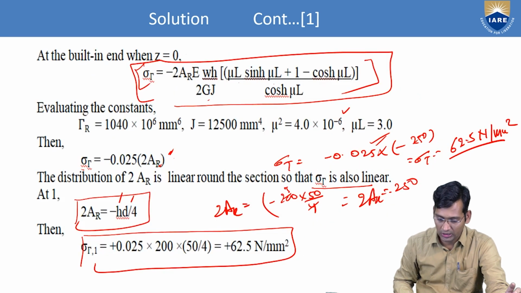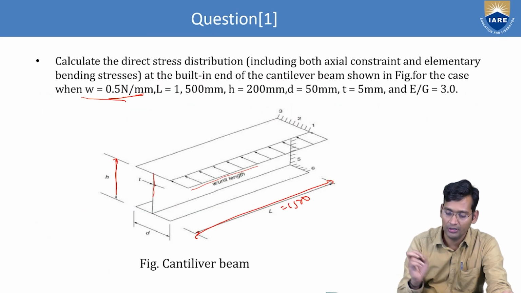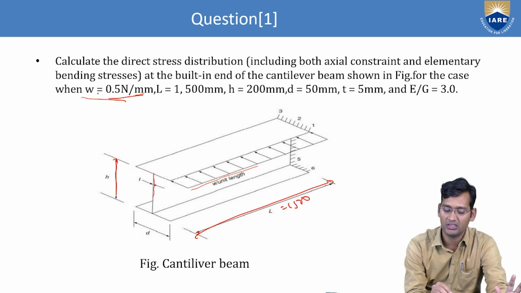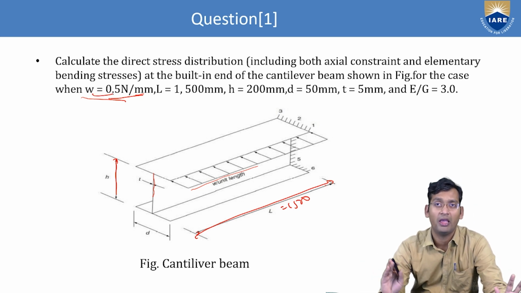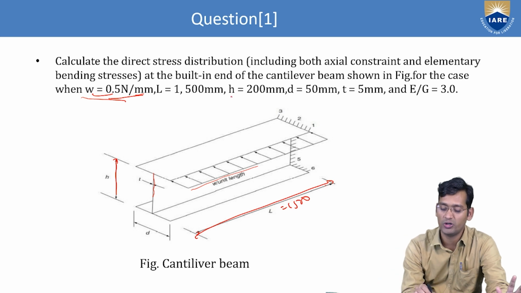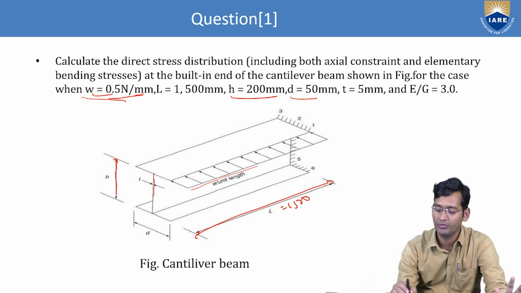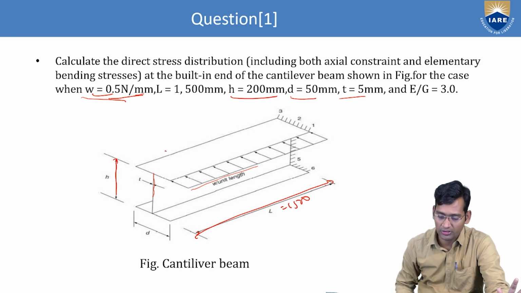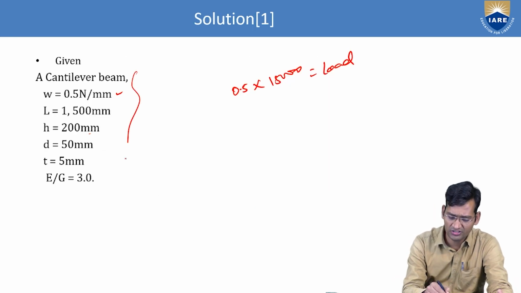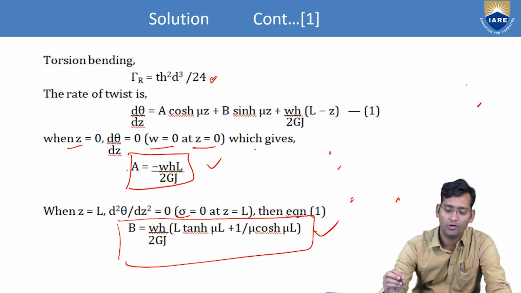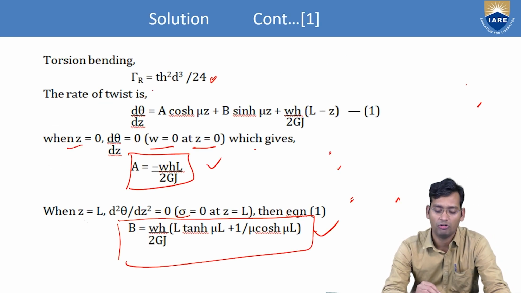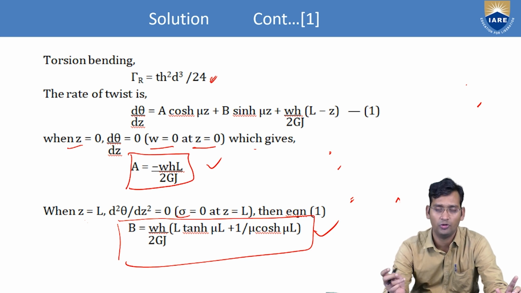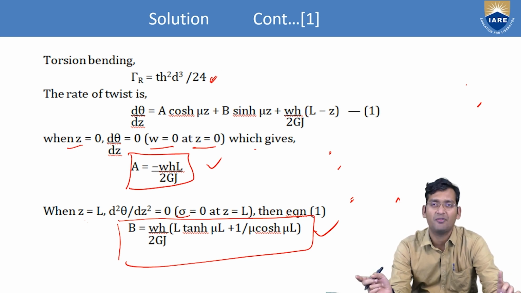Just see quickly once again. The cantilever beam is given and all the dimensions are given in the figure: W is 0.5 Newton per mm, L is 1500 mm, H is 200 mm, D is 50 mm, T is 5 mm. This is the given data, right? Now from the torsion bending you get tau r as TH square dq by 24. First we will find the rate of twist, and from there we will start.